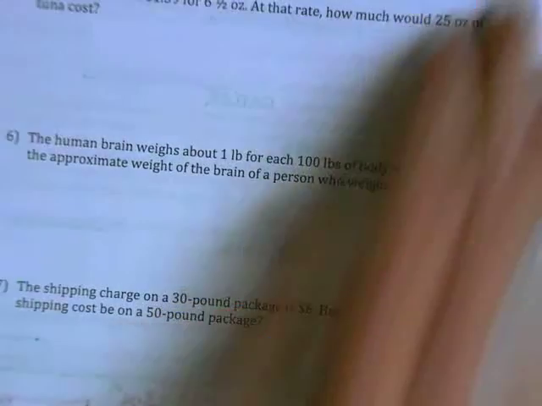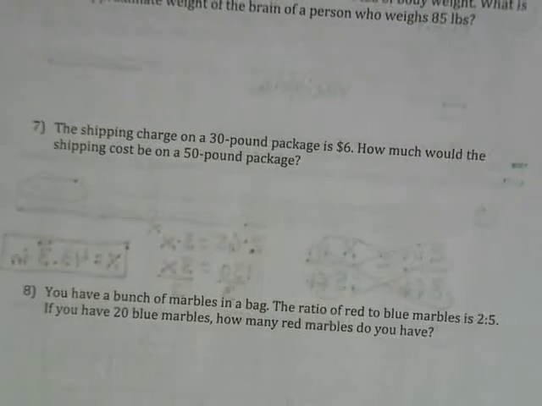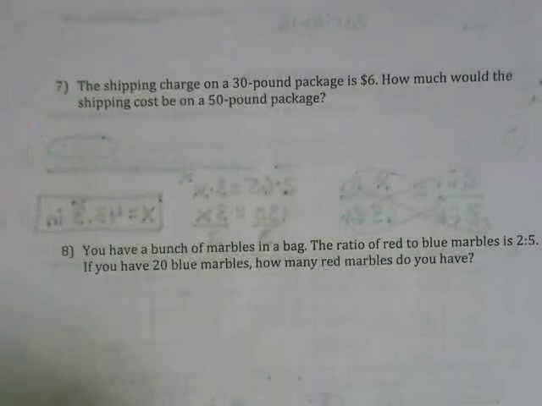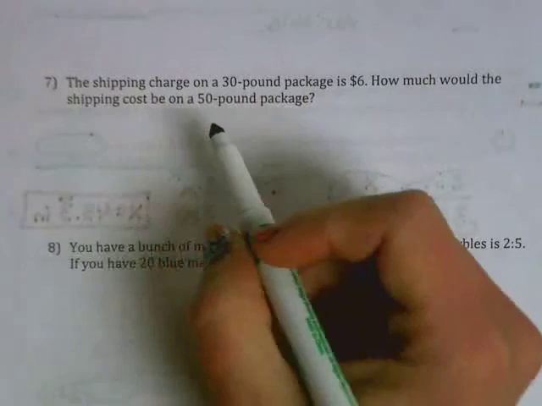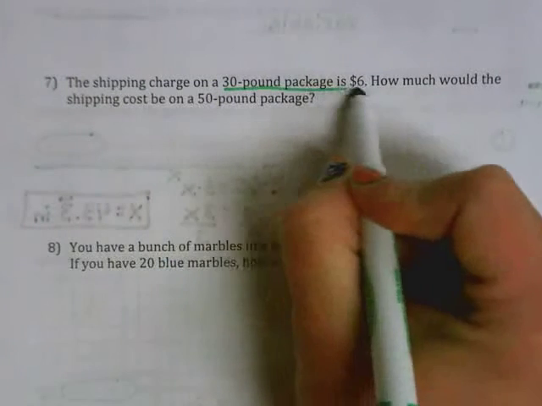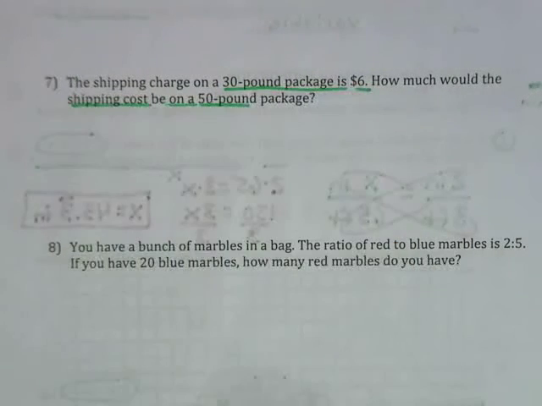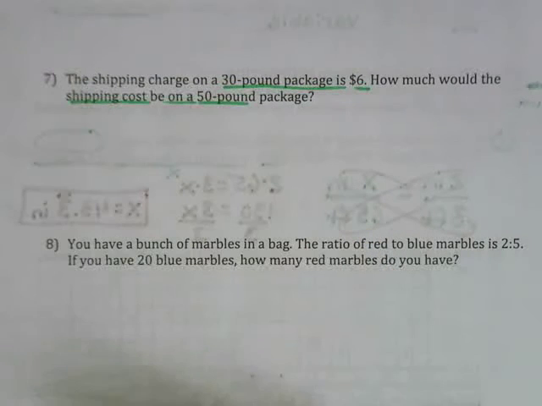Let's look at the next page, and let's just pick one of these to do here. Let's take a look at how about number 7 right here? Ooh, my marker is bleeding through my paper here. Let's look at number 7. The shipping charge on a 30-pound package is $6. How much would the shipping cost on a 50-pound package be? Oh, there we go. How much would the shipping cost be?